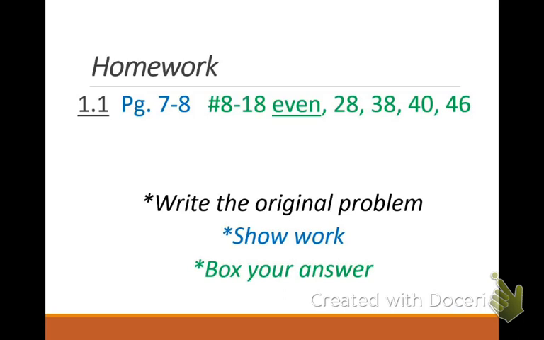All right, so tonight's homework is 1.1, pages 7 and 8, numbers 8 through 18 even. Please note, you do not have to do the odd ones. So when you come to number 9, 11, 13, 15, or 17, you do not have to do them, okay? And then you'll do 28, 38, 40, and 46. Just like always, you'll just have 10 problems, okay? If you have less than 10 problems, I'll be sure to let you know, but you will only have 10 problems for tonight's homework.